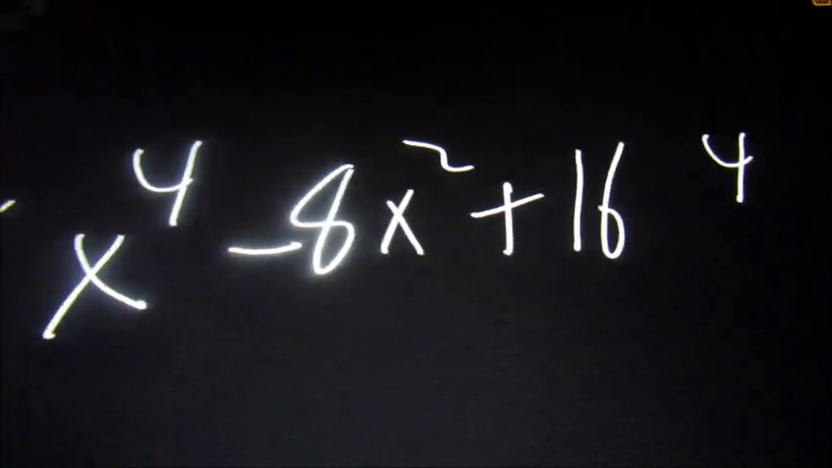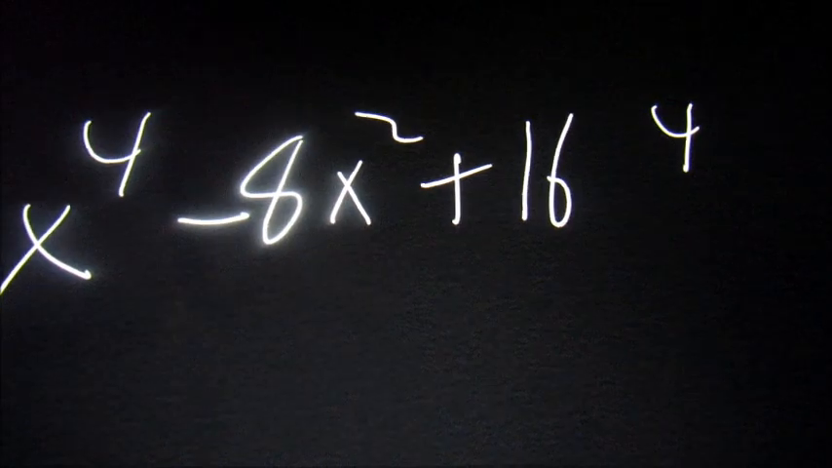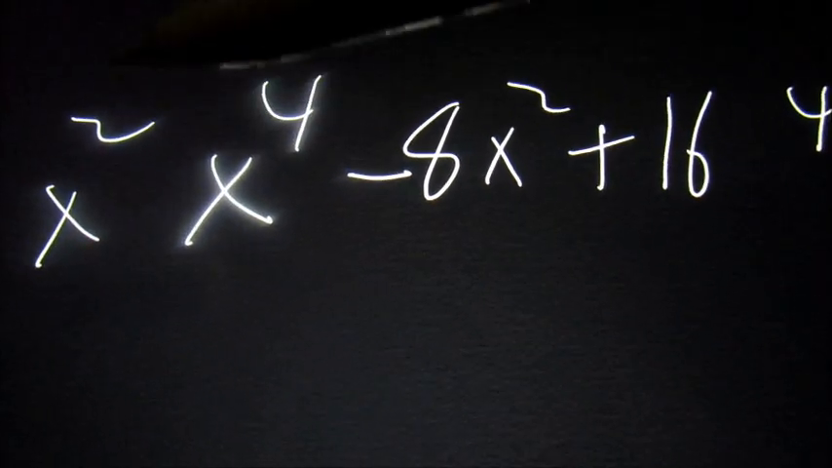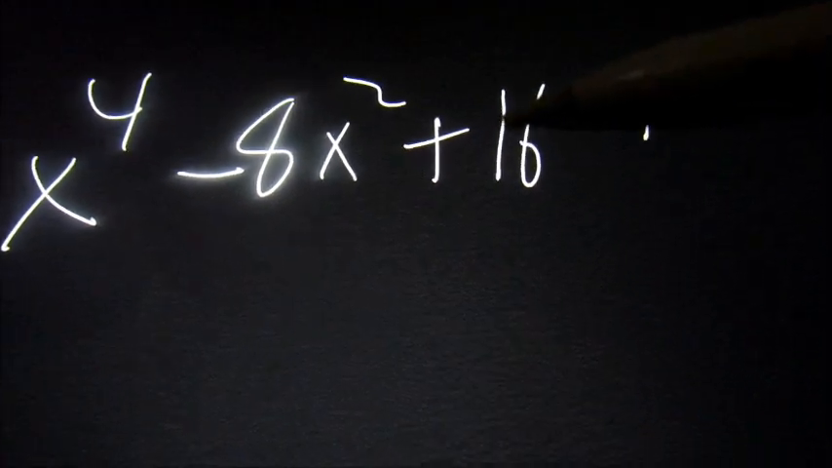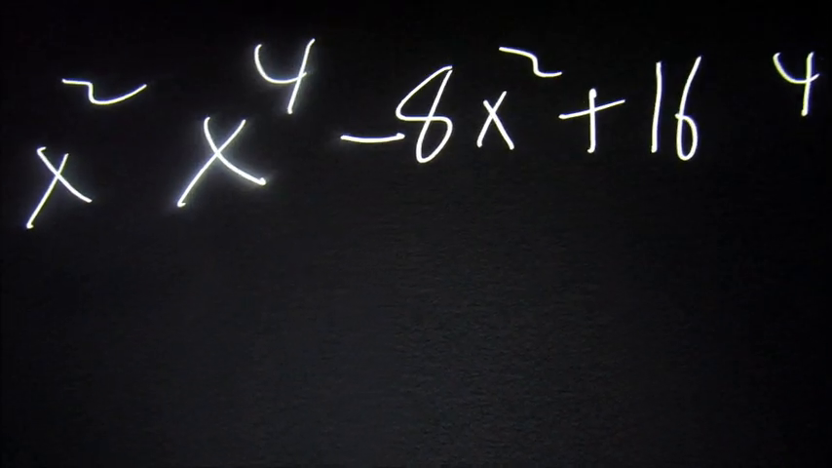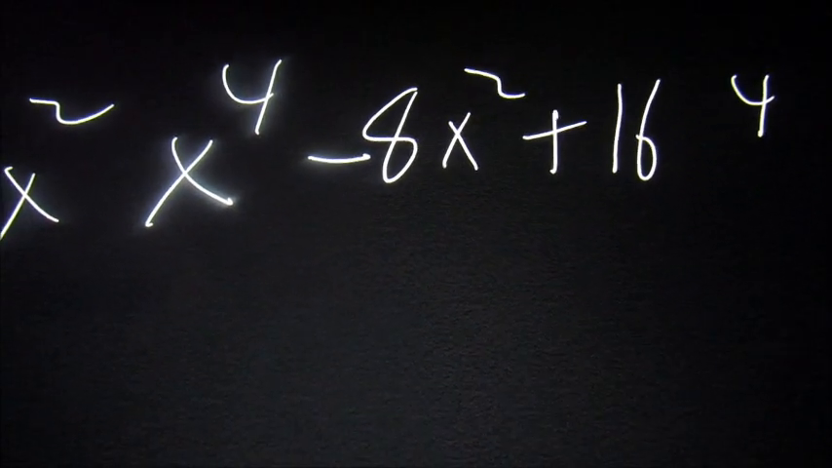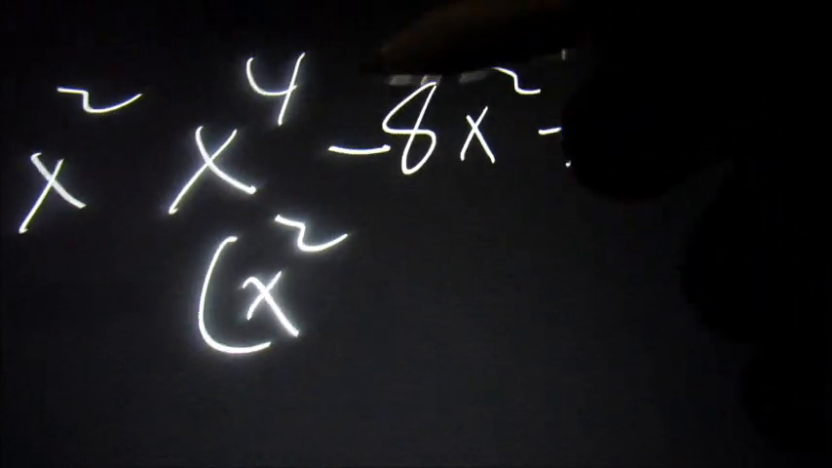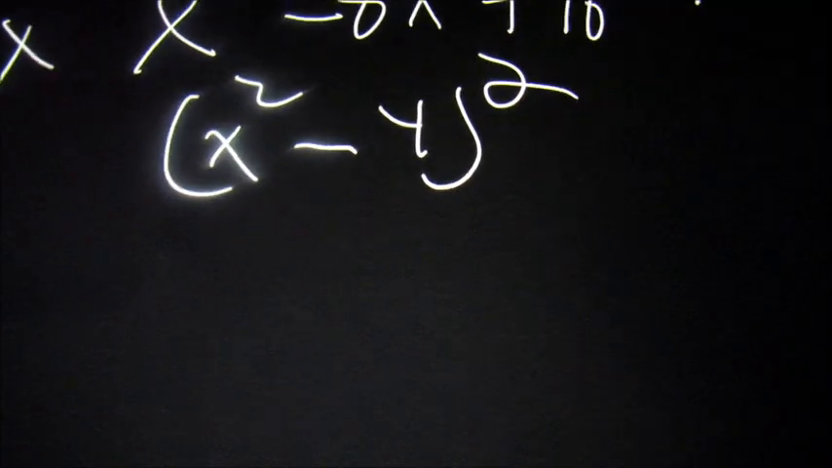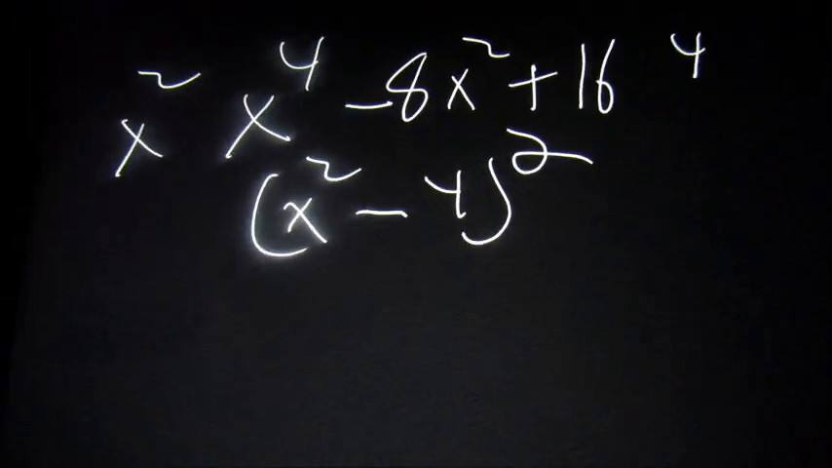Okay, so we have x to the 4 minus 8x squared plus 16. The square root of x to the 4 is x squared. Square root of 16 is 4. 2 times 4 is 8, times x squared is 8x squared. So our answer here will be x squared, this is a minus, and 4, the whole thing squared.